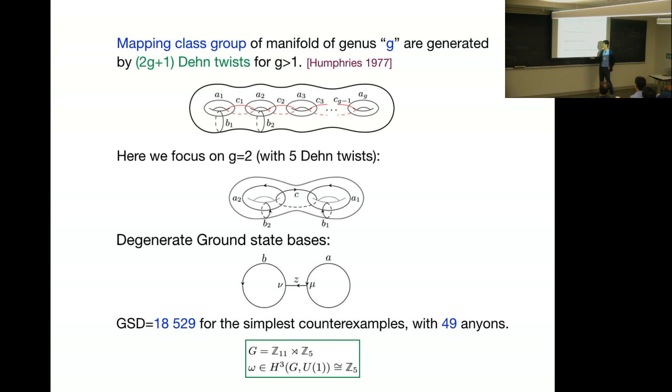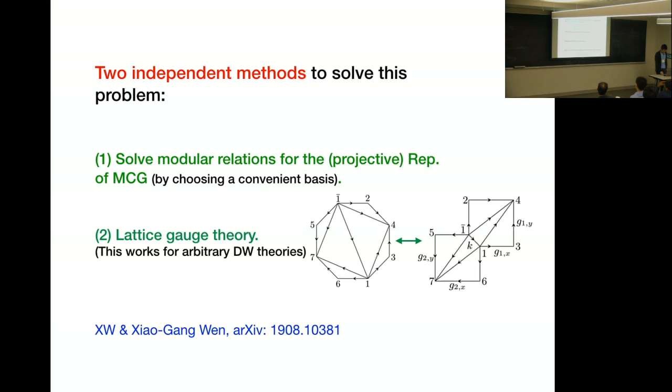For now, I will study the genus 2 mapping class group representation. Even for the simplest counterexample with 49 anions, you can find that the ground state degeneracy is 18,000, which is very, very challenging. But there are two ways to do this calculation. One is to solve the modular relations among the Dehn twist operators. You simply solve the equation.